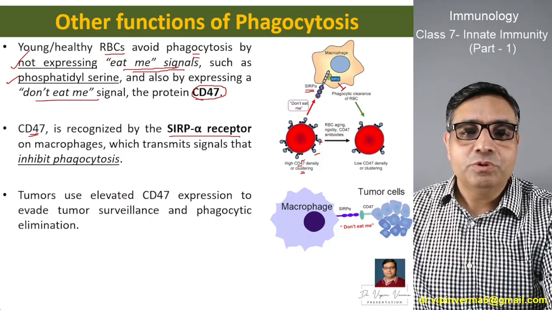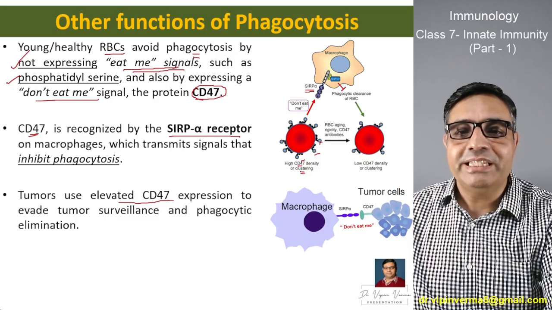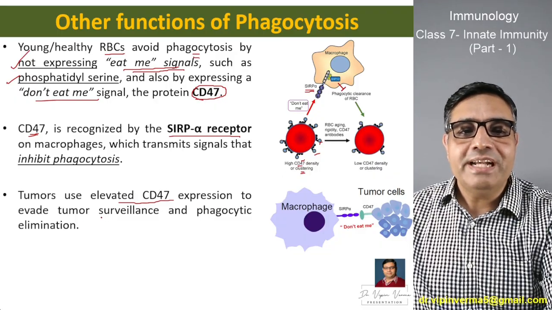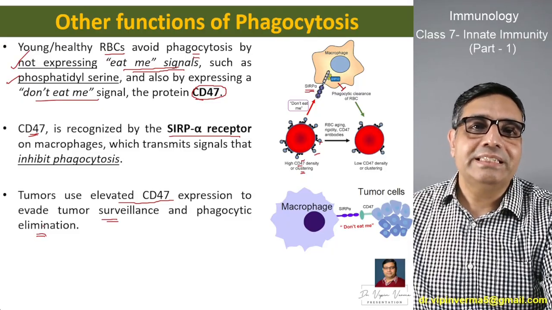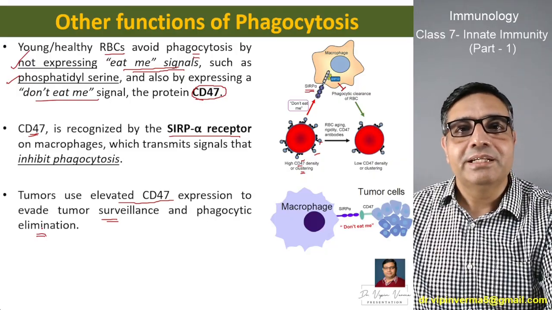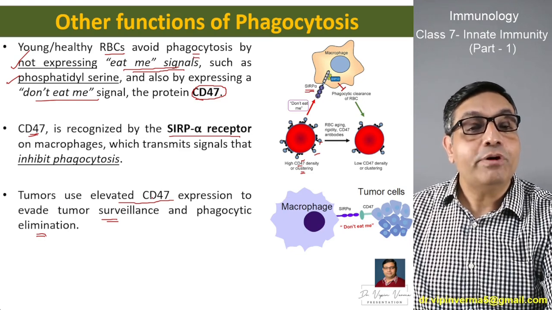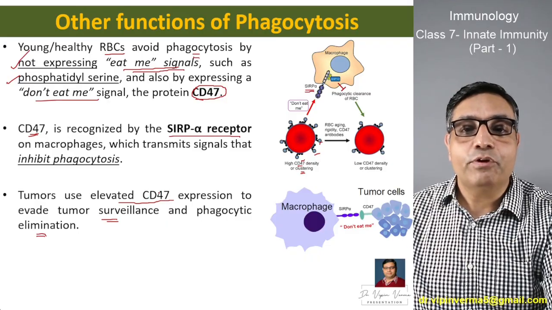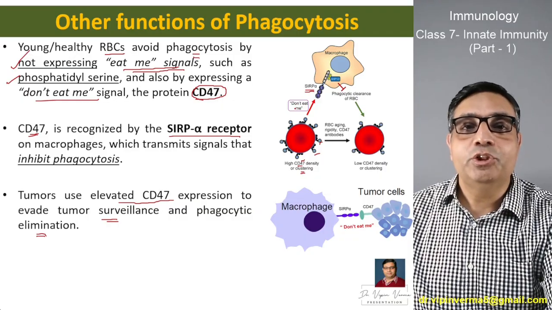Now tumors use this elevated CD47 expression, the same CD47 expression, to evade tumor surveillance and phagocytic elimination. So this is the strategy adopted by tumor cells to evade phagocytosis: they express a high level of CD47, and when this high level of CD47 interacts with the SIRP alpha receptor on the macrophages, the macrophages think that no, I don't have to eat this, while they are the tumor cells.